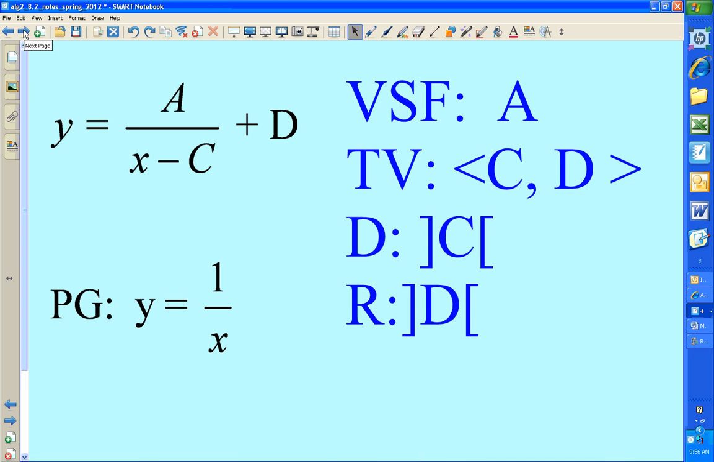This is how it works with a vertical stretch factor and a translation vector on that parent graph, y equals 1 over x. A is still our vertical stretch factor. C, comma D is still what we call the translation vector. Your domain is x not equal to C, and your range is y not equal to D. You can also use set builder notation, and you can say that your domain is all values of x such that x does not equal C, and y is all values of y such that y does not equal D.